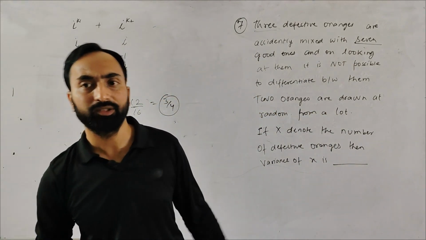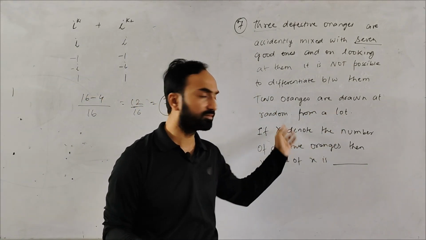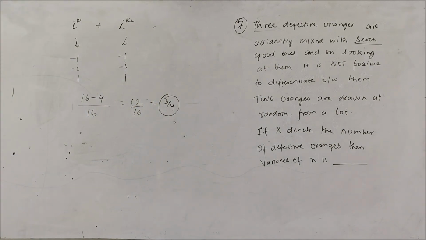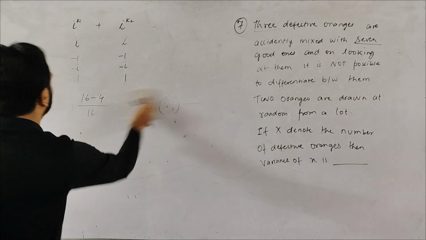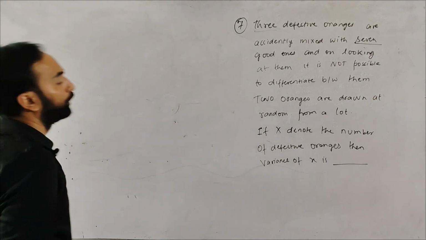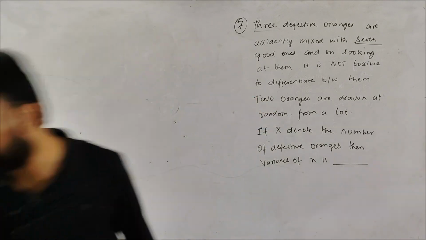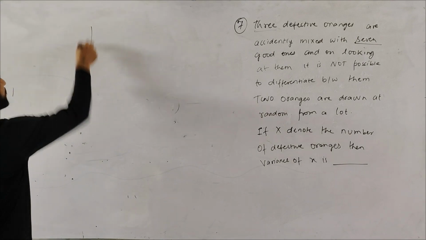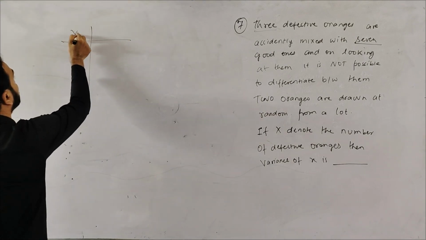We have seen how we find the variance of X: summation of xi square into pi minus the mu square, right? So first try to just see how we can do. What is the probability distribution? First write the probability distribution. How many oranges we are taking out? 2. So there will be cases, no? Let's suppose I am writing here xi and pi.